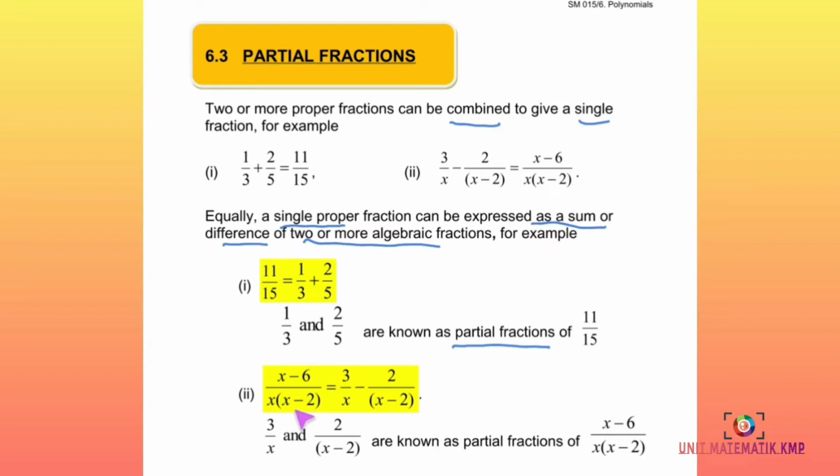Okay, example number 2: (x minus 6) over x times (x minus 2) is equal to 3/x minus 2/(x minus 2). In this case, 3/x and 2/(x minus 2) are known as partial fractions of (x minus 6) over x times (x minus 2).